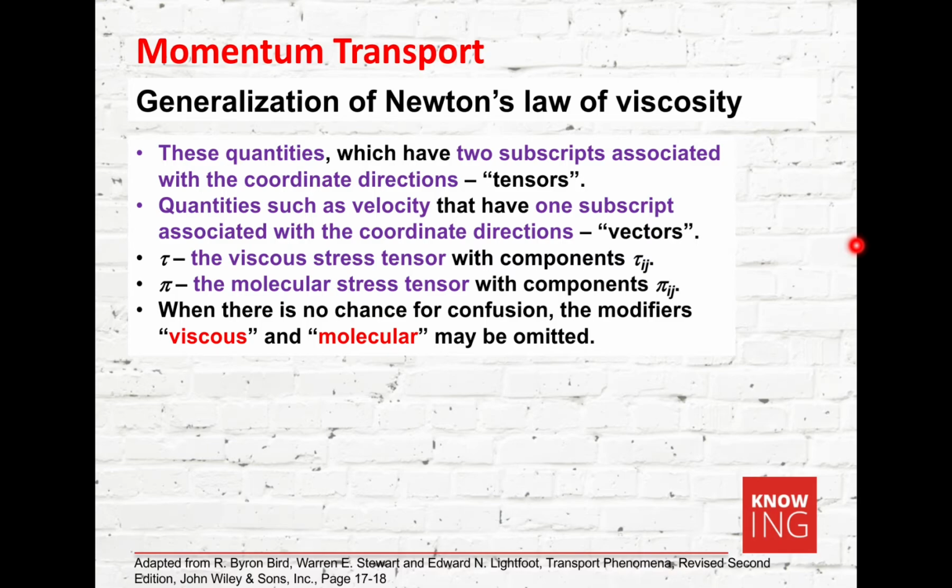Basically, the quantities that have two subscripts associated with the coordinate directions, meaning that we have two directions, are called tensors. Okay, and this particular quantity in here is defined as the viscous stress tensor. This quantity in here is the molecular stress tensor, and then P is defined as the pressure.